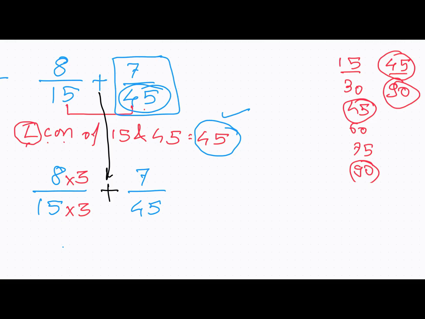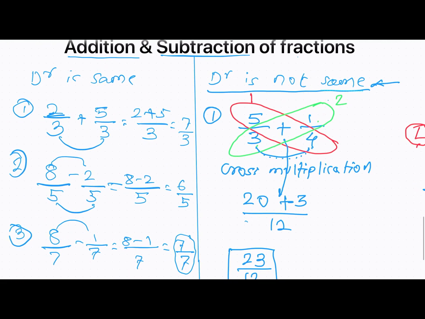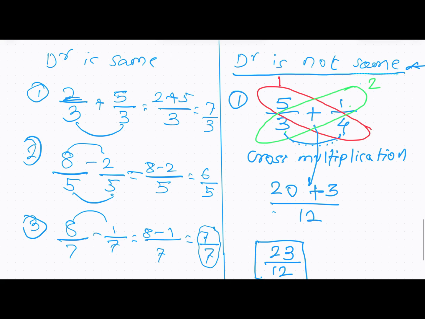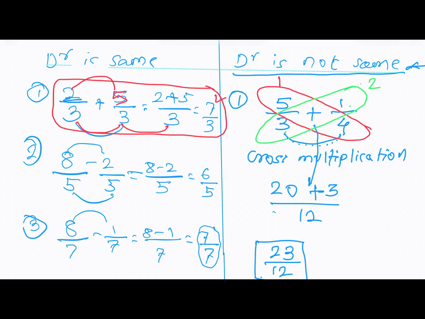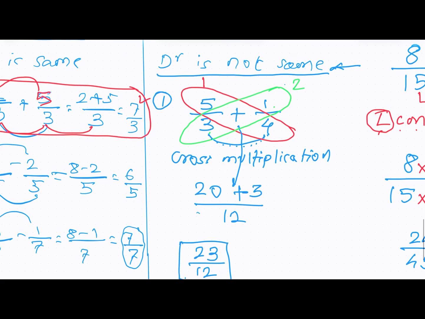Now the denominator becomes 45 for both. 8 3s are 24, 15 3s are 45. We have changed the denominator here, plus the second fraction is 7 upon 45. Now this question has turned into this type where the denominator is the same, right? What we did in this type of examples, we just kept the denominator as it is and just solved the numerator. So 2 plus 5 and the answer was 7 by 3. This is what we are going to do now.